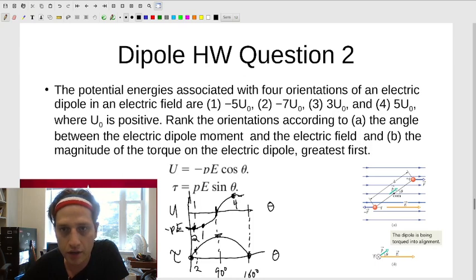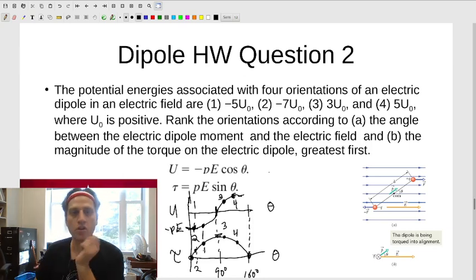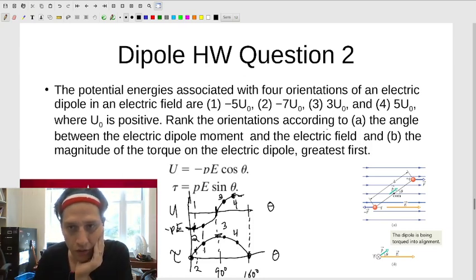And then 3 u naught is going to have a magnitude that's a little less, so that's going to be somewhere over here, 3. Okay, so over here I'm going to have the same ordering on the torque: 2, 1, 3, and then 4.